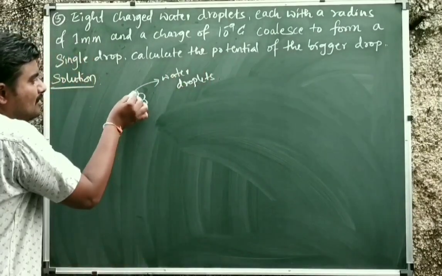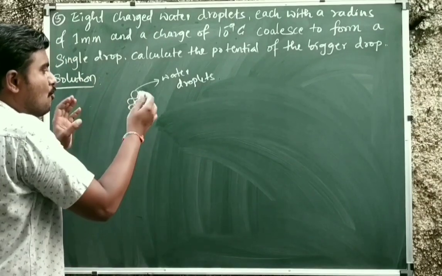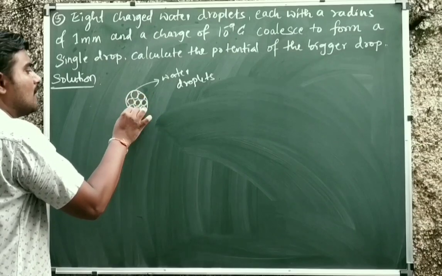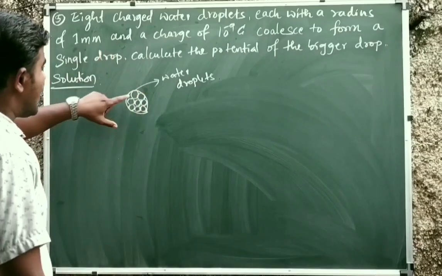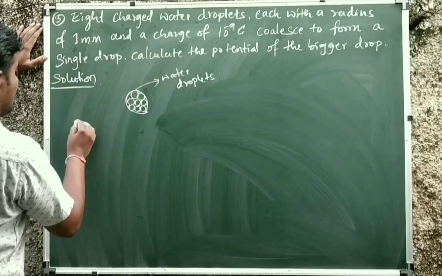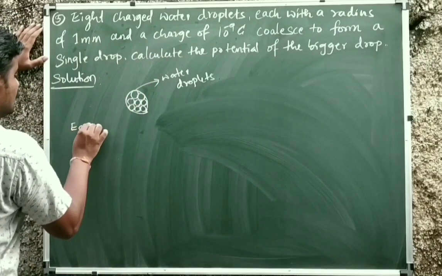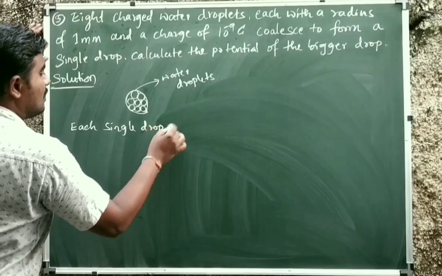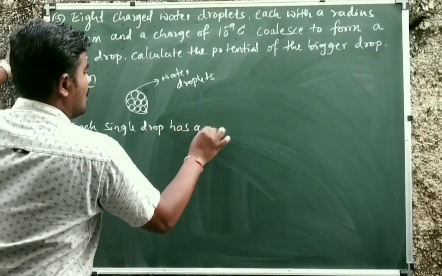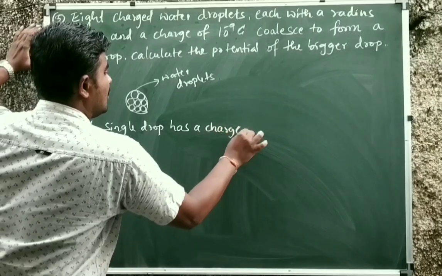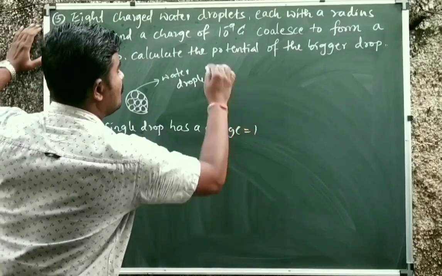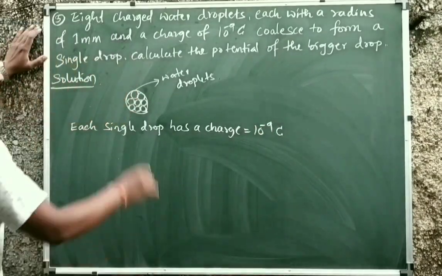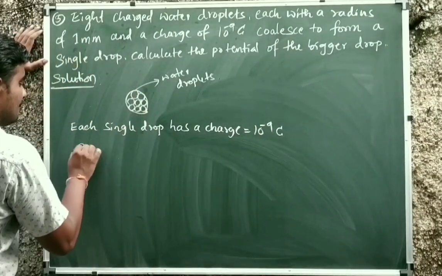Okay, and all these 8 water droplets have coalesced to form a single drop. Now this is a single drop, a bigger drop. And each single drop has a charge. How much? It is 1 into 10 to the power minus 9 coulomb. So here 8 charges are there.